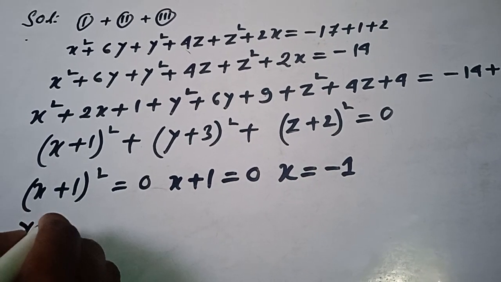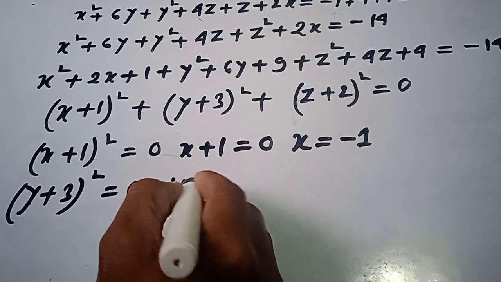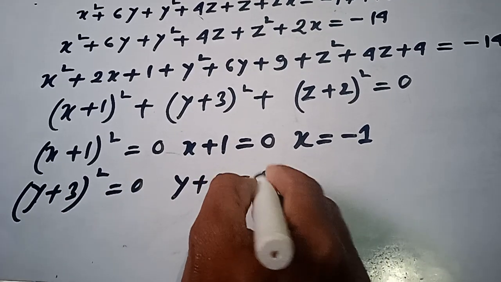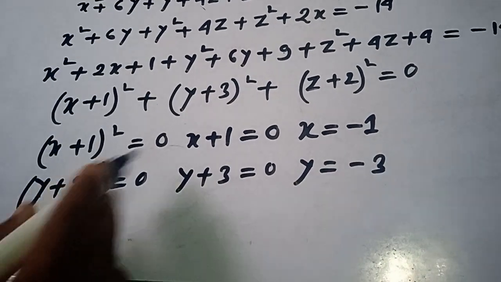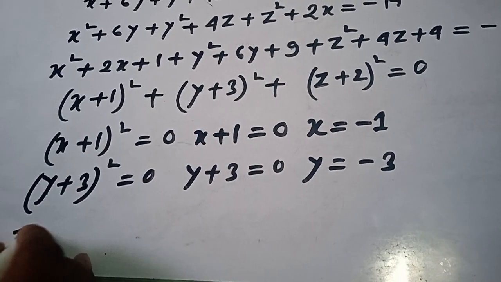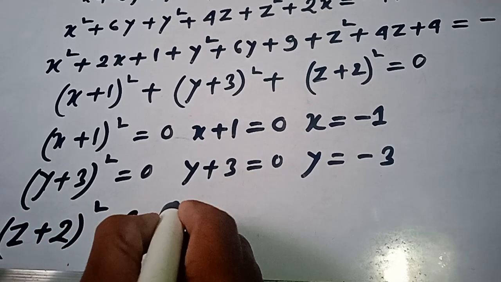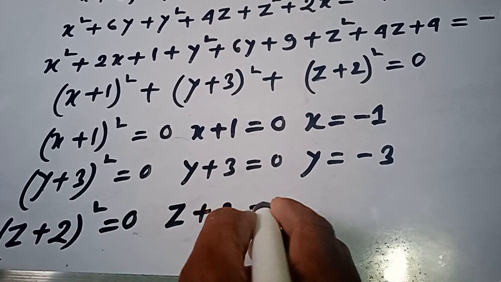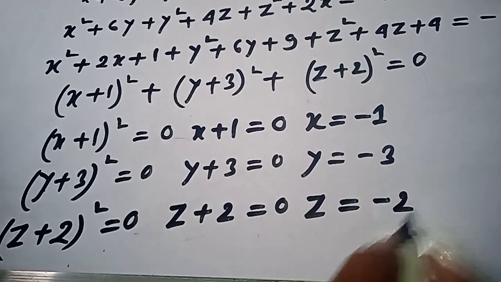Here y plus 3 whole square is equal to 0. Then y plus 3 is equal to 0. Y is equal to minus 3. Here z plus 2 whole square is equal to 0. Then z plus 2 is equal to 0. So z is equal to minus 2.